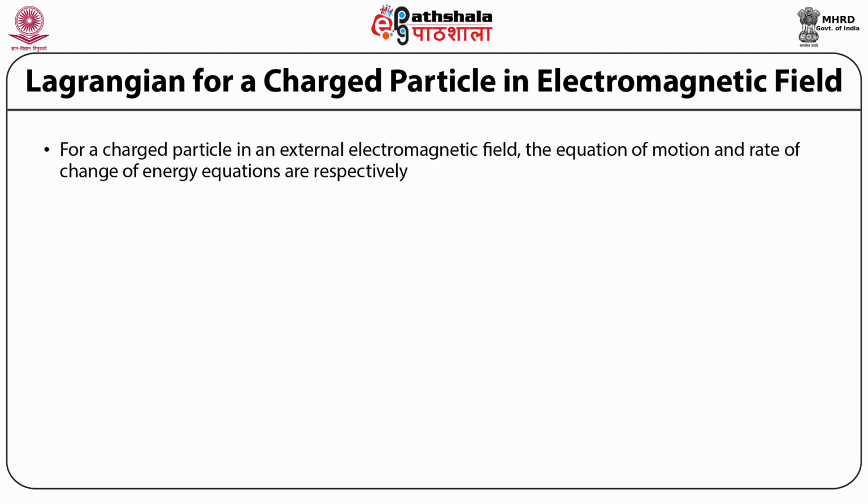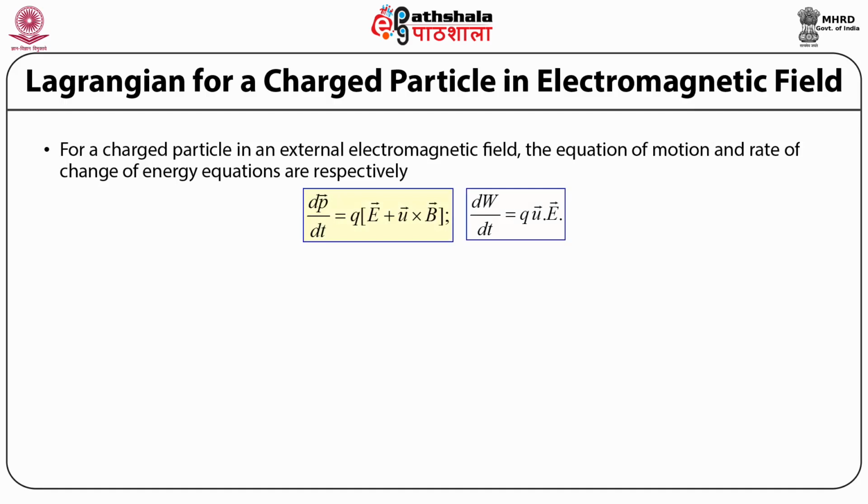Now we come to the problem of finding the Lagrangian for the motion of a charged particle in an external electromagnetic field. For a particle of mass m, charge q and velocity u moving in an external field E and B, the equation of motion is the Lorentz force equation, dp/dt equals q(E plus u cross B). We also have the energy change equation, dW/dt equals q u dot E. The magnetic force, being perpendicular to the velocity, does not do any work. We have used the symbol W for energy, so as not to confuse it with the electric field.